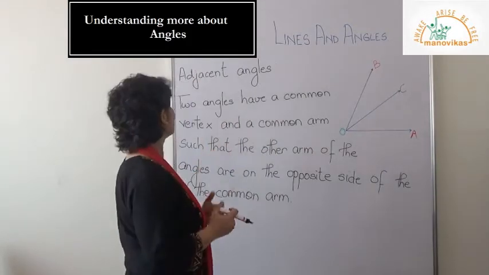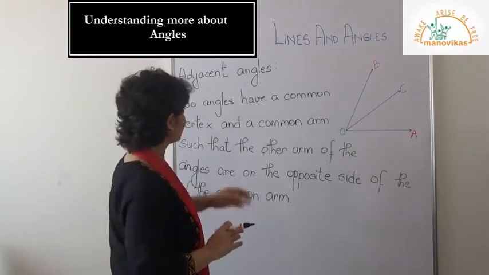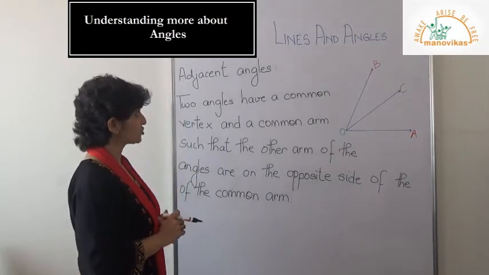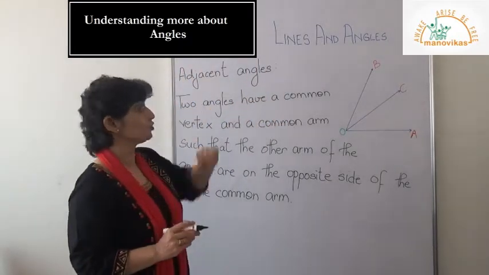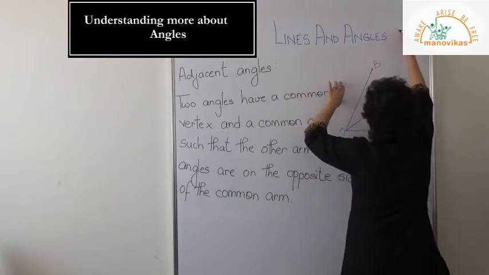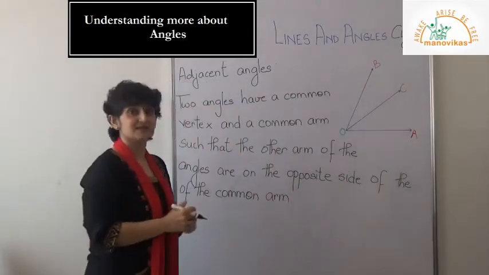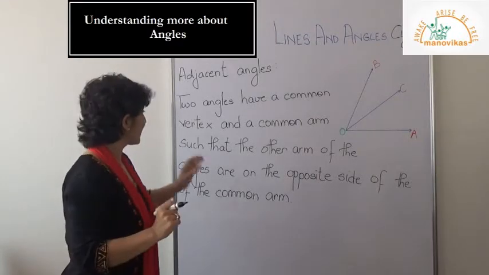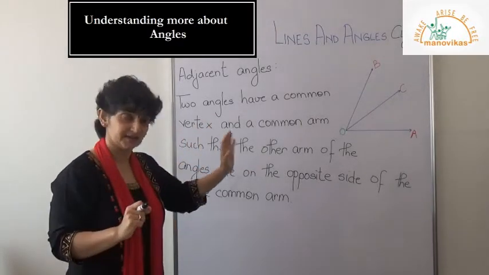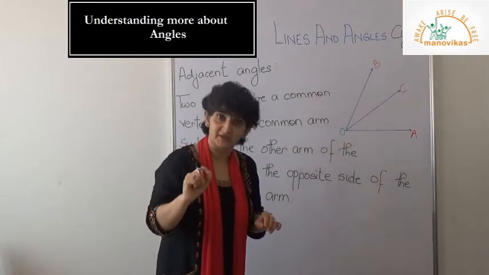Alright, now our first angle, let's understand what is adjacent angle. First let's read the definition. So children, we are doing this for class 7 part 2 lines and angles. Okay, so first let's understand adjacent angles. Two angles have a common vertex. What is vertex here? O is your vertex.